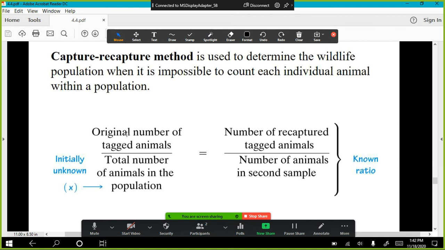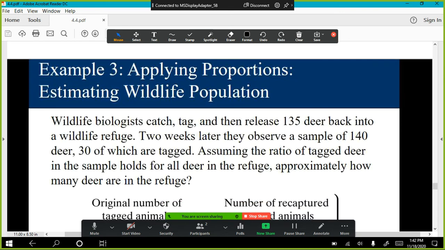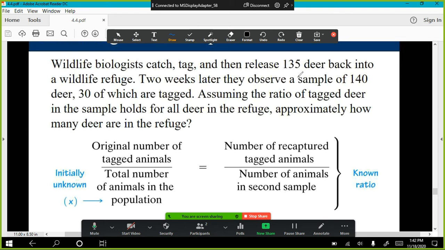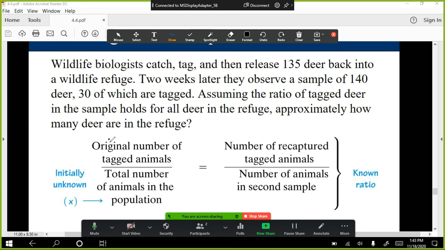So the proportion they use is the original number of tagged animals over the total number of animals in the population, which is the X, which is what they're looking for, equals the number of recaptured tagged animals over the number of animals in the second sample. So how's this going to work? A biologist tagged 135 deer. All right, so that's the original number of tagged animals, 135. And this is the X because we're looking for the total number of animals in the population.